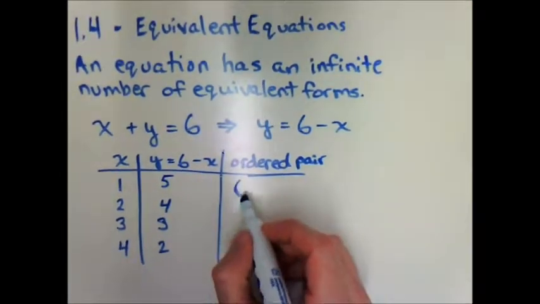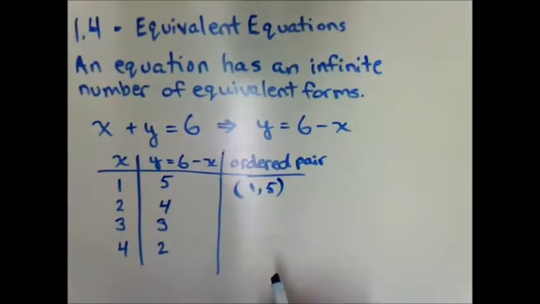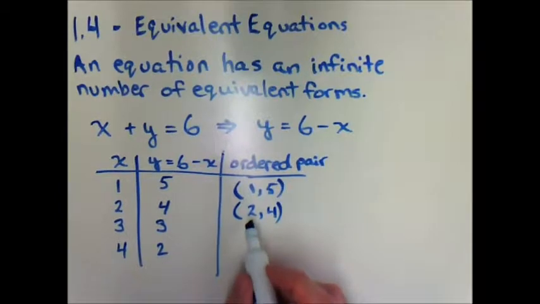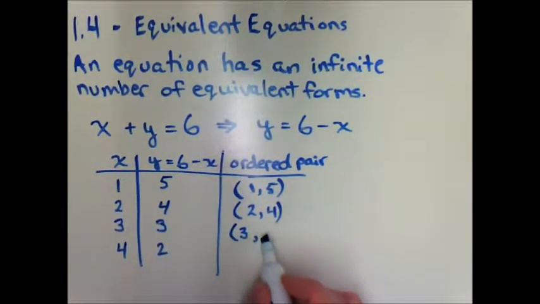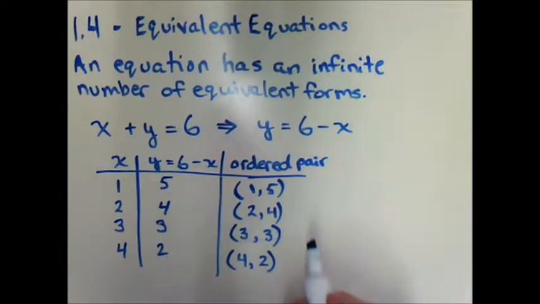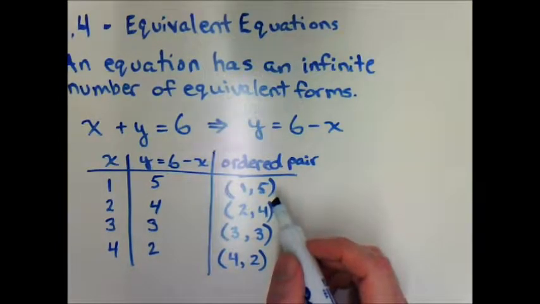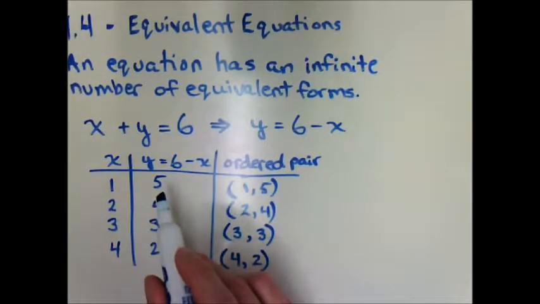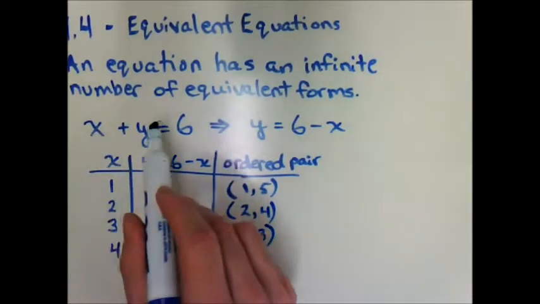The ordered pair here is 1, 5. Next would be 2, 4. Remember, this is just the x value with the y value. Another ordered pair that satisfies the equation is 3, 3. And the last ordered pair that satisfies this equation is 4, 2. There are plenty more, but these are the only things that we need in order to test what we're saying here.